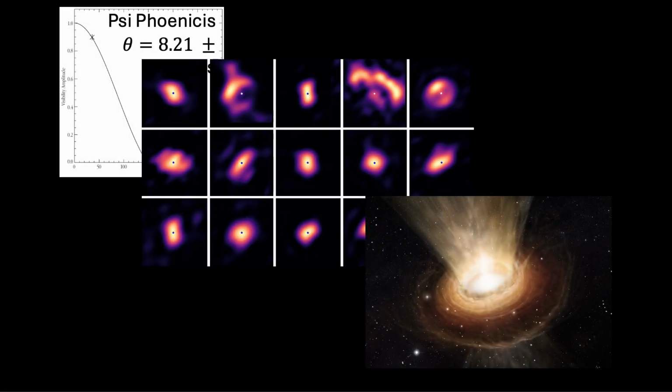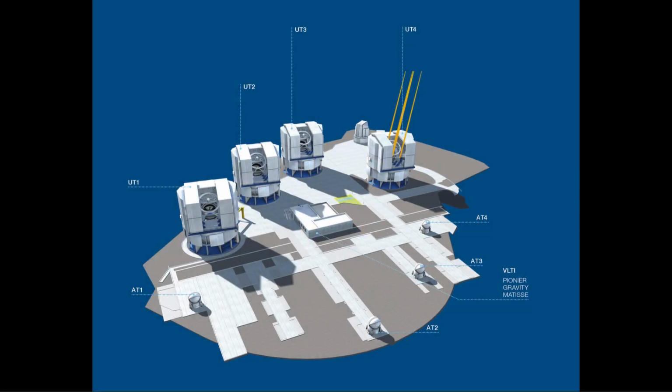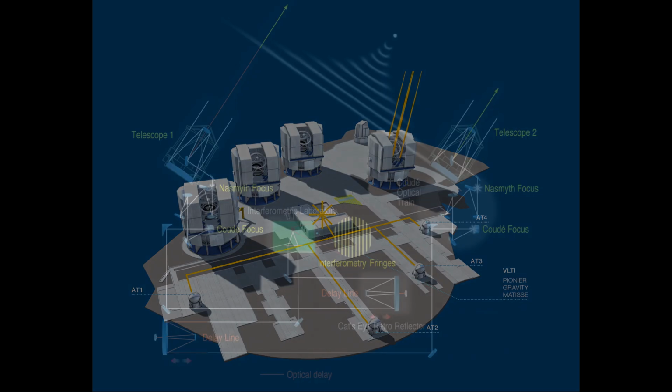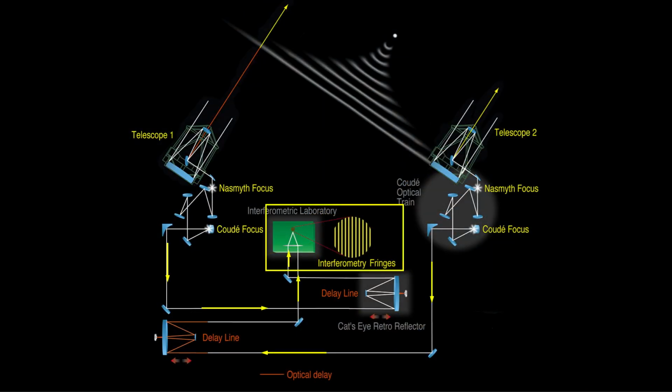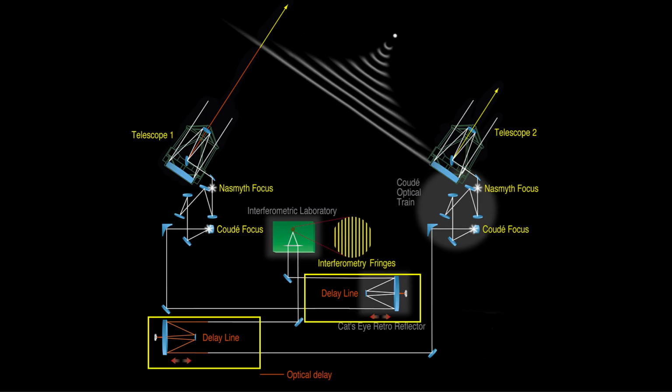The VLTI operates with 2 types of telescopes: the fixed 8.2 meter unit telescopes, or UTs, and the movable 1.8 meter auxiliary telescopes, or ATs. The system works by sampling incoming wavefronts and recombining them to produce interference fringes, with delay lines compensating for the optical path difference, or OPD, between the beams.